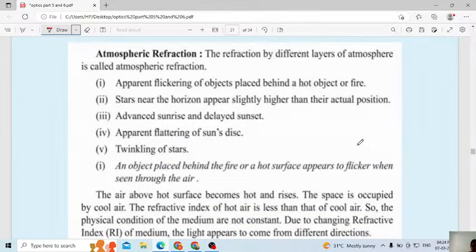Okay, today I will explain a few applications based on the scattering of light. Very important, you have to remember. After this, I will take one more class.